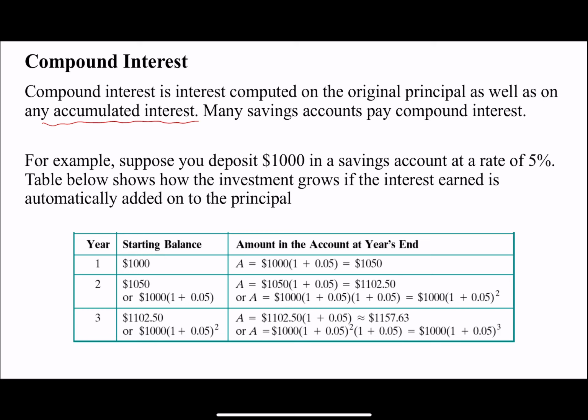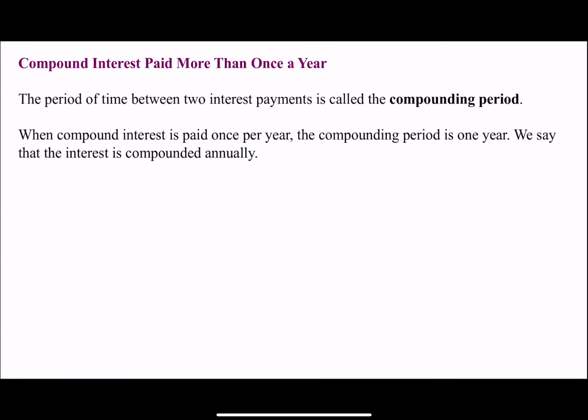So when they are calculating your interest, they actually consider your principal and the amount of interest that you have as well. Okay? There are so many savings accounts that pay compound interest. The period of time between two interest payments, we call that the compounding period.